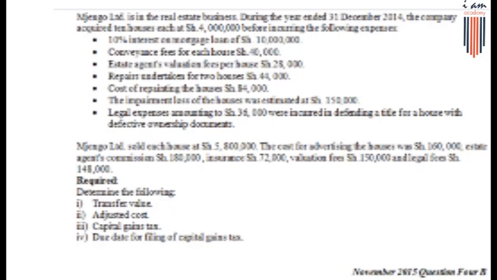Legal expenses amounting to shillings 36,000 were incurred in defending a title for a house with defective ownership documents. Mujengo Limited sold each house at shillings 5.8 million. The cost for advertising the house was shillings 160,000. Estate agent's commission shillings 180,000. Insurance shillings 72,000. Valuation fees shillings 150,000, and legal fees of shillings 148,000.